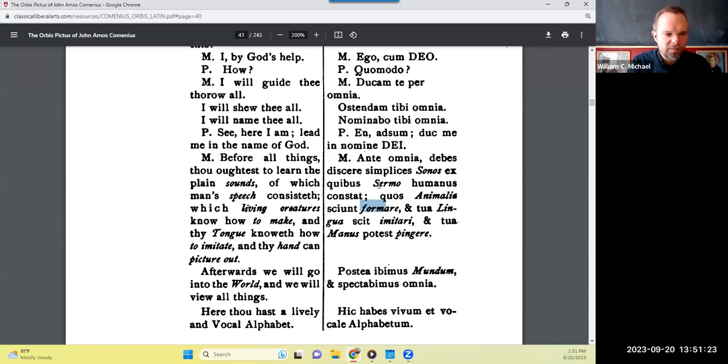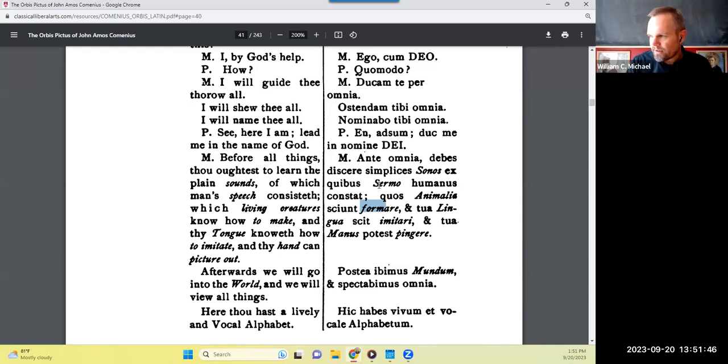Farmer, good. Farmer is not good. That's not from form. Formigas are ants in Spanish. That comes from the Latin word formica. Formica is the Latin word for ant. So that's a different word, not from forma, formica. Okay, so formare, to form, which animals know how to form.